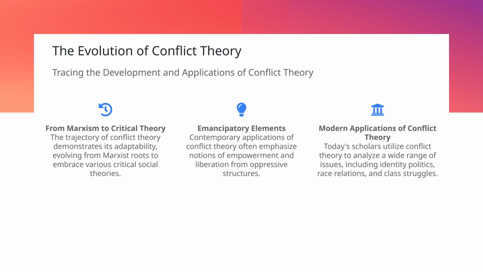So the evolution of conflict theory illustrates its enduring relevance and adaptability in addressing contemporary social issues, right? So all of these things are still relevant today. Transitioning from its Marxist origins, conflict theory has expanded into various critical frameworks that focus on emancipation and empowerment. Today, scholars apply conflict theory to analyze a myriad of societal challenges, exploring dimensions such as race, gender, and class, thereby reinforcing its application in an increasingly complex social landscape.